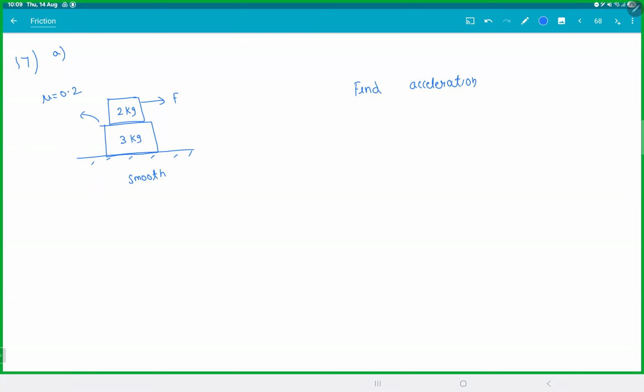I'll do one thing. Let's say the force is F. Find acceleration of blocks, and friction between them. Case 1, F is 4 newtons. Two problems. Case 2, F is 20 newtons. Let's get both of them.